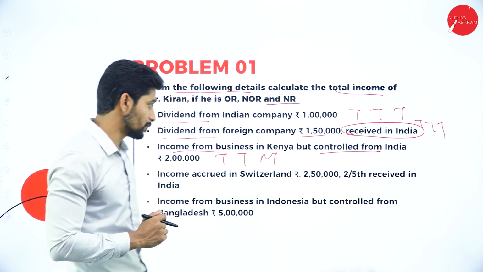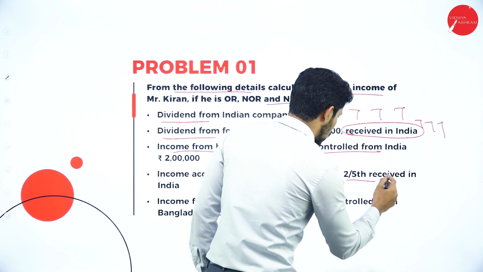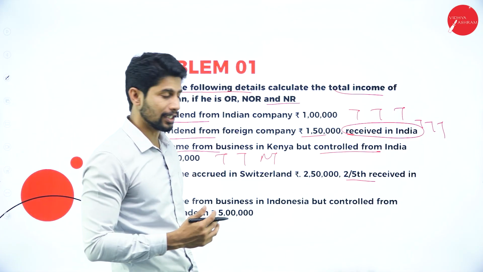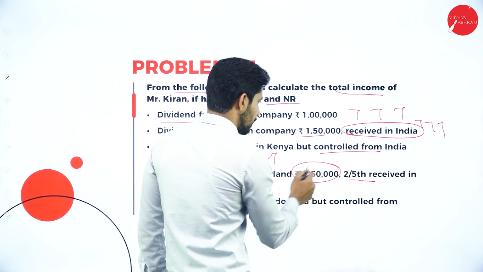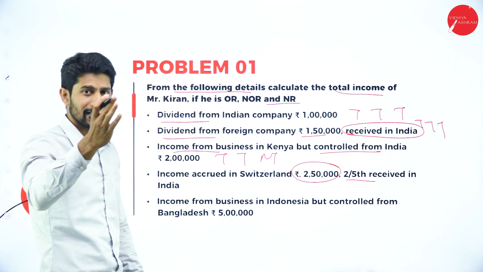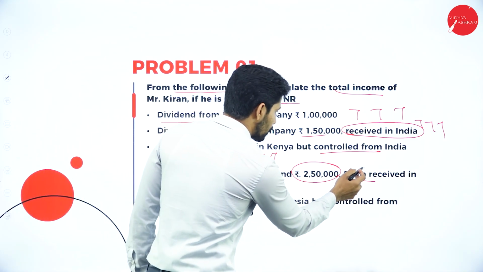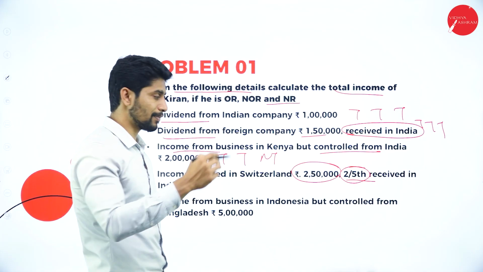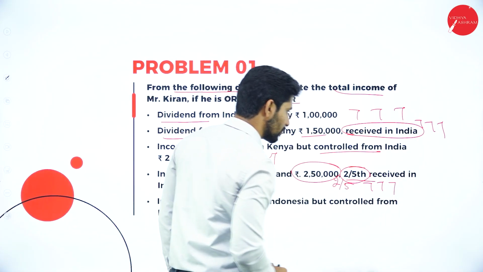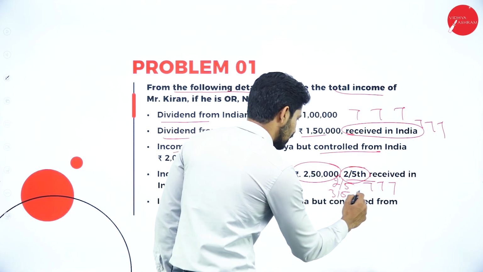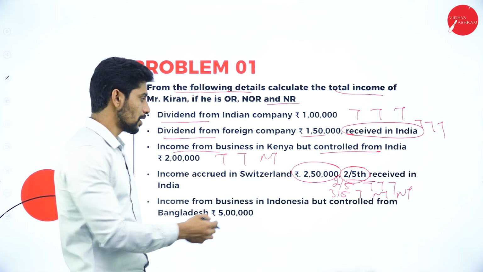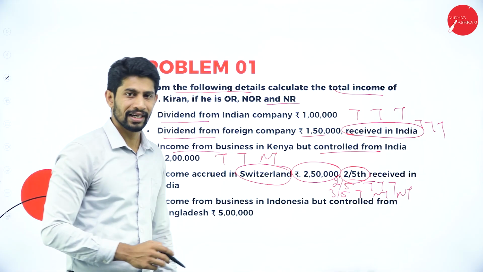Income accrued in Switzerland, 2/5 received in India. That means of 2,50,000, 2/5 of the amount is received in India and the remaining amount is received in Switzerland itself. So the 2/5 amount is taxable, taxable, taxable. The remaining 3/5 is taxable, not taxable, not taxable, because it is received in Switzerland itself. It is not brought to India.